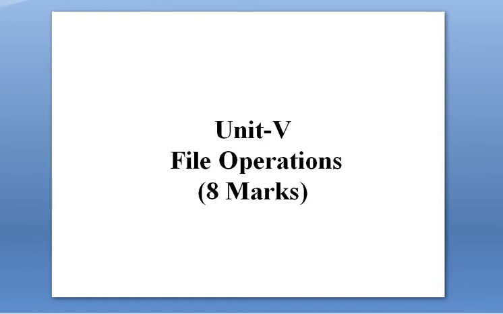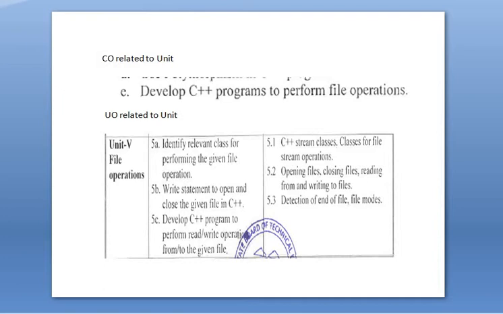Before starting the first point, we will see which CO is related to this unit. The fifth CO is to develop C++ programs to perform file operations. So after completion of this unit, you will be able to develop C++ programs to perform file operations. Here the unit outcomes related to this unit are mentioned, and these are the 3 subpoints of this unit.